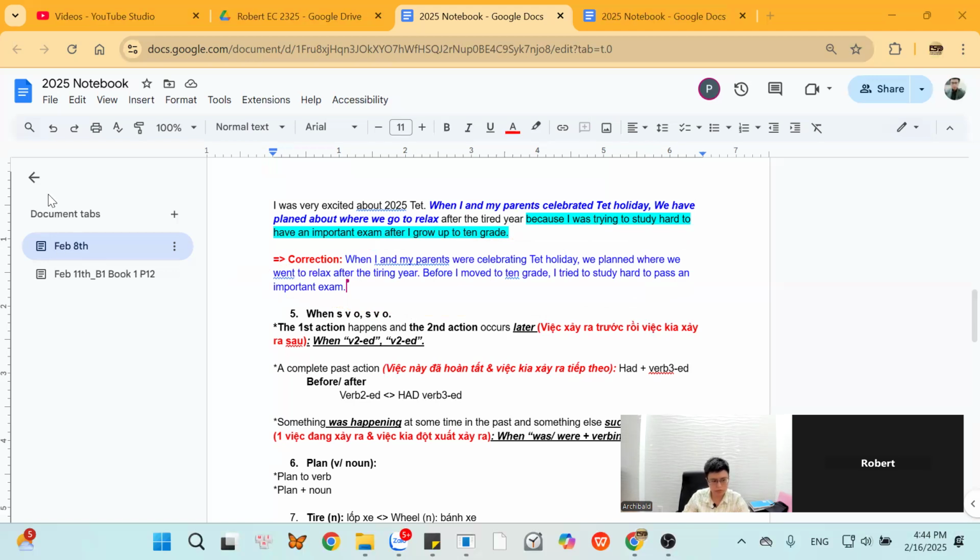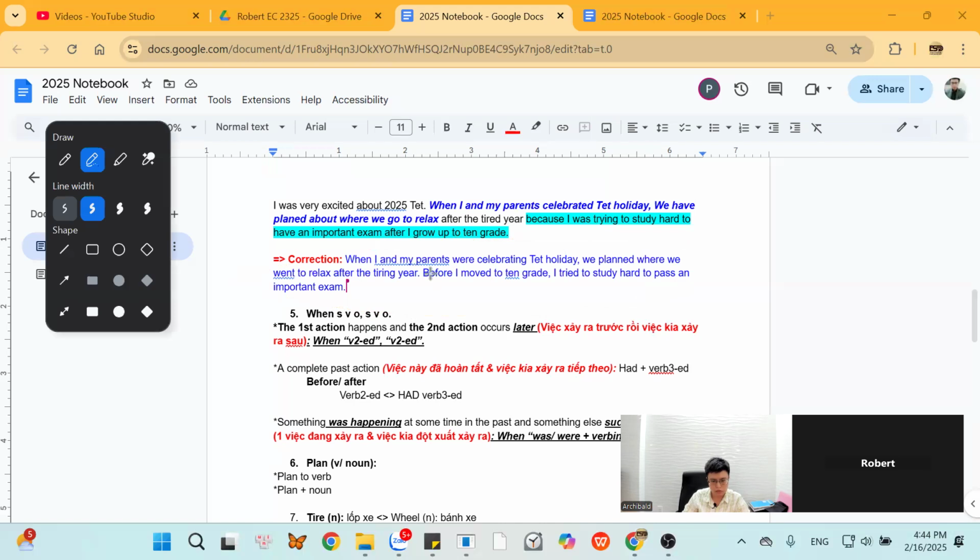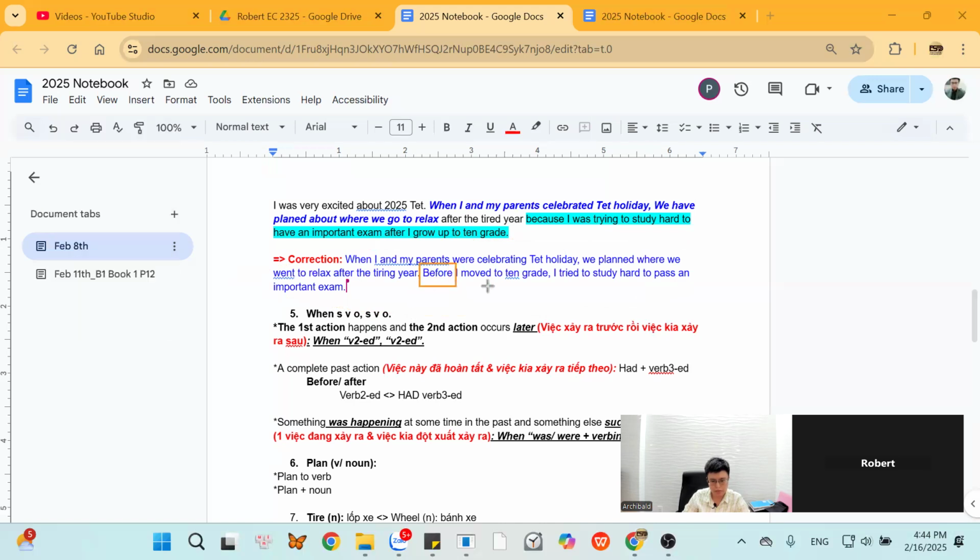So, before here, a comma here, a full stop here. Này, này, này đúng không? Before nói hai câu lại với nhau. Chính xác, move to 10th grade.